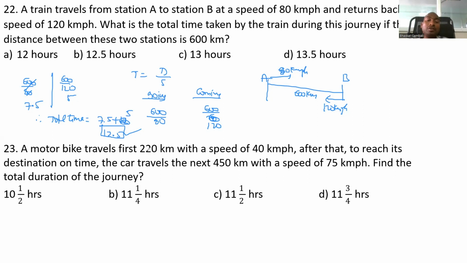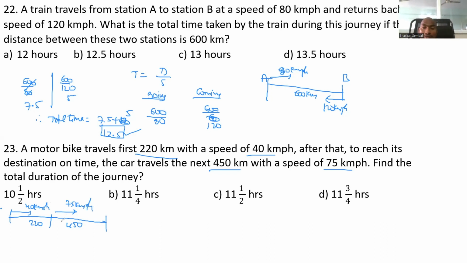Next, a motorbike travels first 220 kilometers with the speed of 40 km per hour. After that, it reaches the destination on time. The car travels the next 450 kilometers with the speed of 75 km per hour. Find the total duration of the journey. So, first 220 at a speed of 40 km per hour. Next, 450 at 75 km per hour.